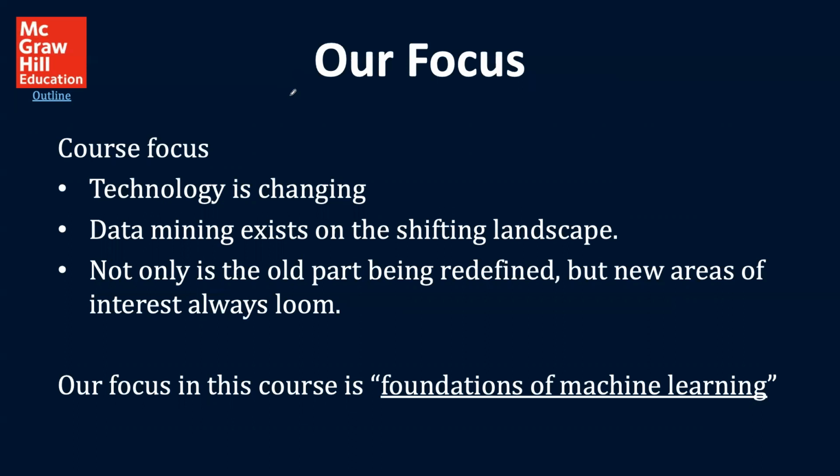So once again, thinking about our course focus, we have a changing landscape. Technology is constantly changing, computation capabilities improve, and data mining exists on a shifting landscape. What are the best strategies and algorithms? Those are always going to be refined. And not only are the old parts being refined, but new areas of interest always loom. There can be new areas of data that we're going to be doing data mining on.